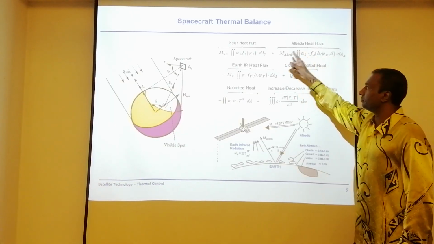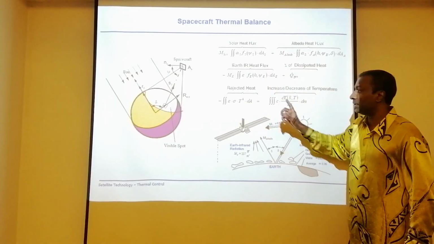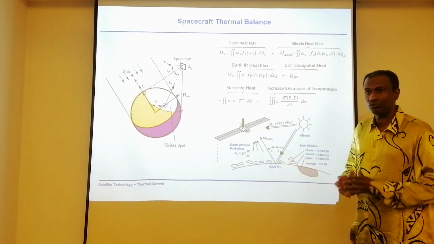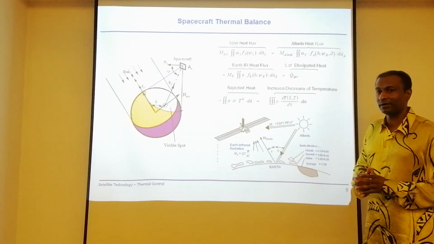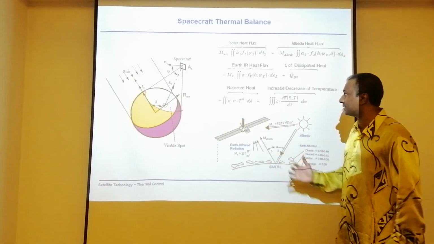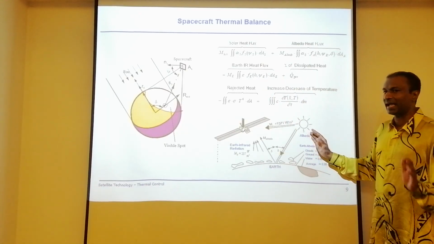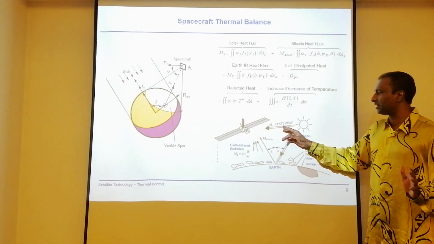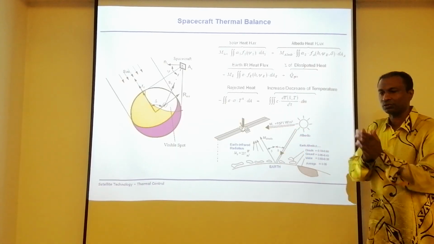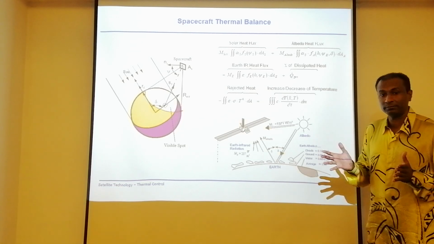This equation, solar heat equation, albedo, infrared. If you want to do it one by one, you can start actually doing this, but it's already been done and that average has been calculated here. That is the reason you don't have to go through here. Straight away we can say that, look, typically the average is about 1371 watt per meter square is what is going to affect your spacecraft from the sun.